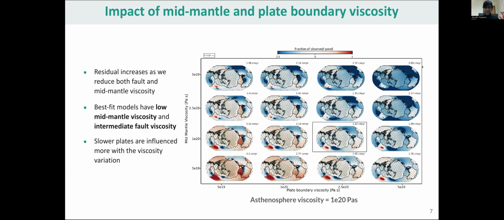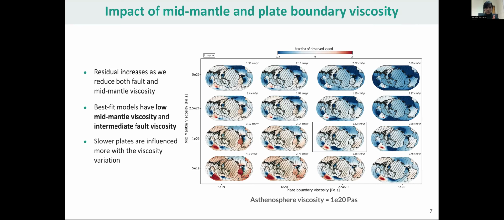As we would expect, if we go from left to right, we have increased resistance, so the plates become slower with respect to the observations. The same pattern is also observed if we go from bottom to top, because we have more resistance for the slabs to go down. So there's less force available for the plates to be driven, and the plates become slower. And the opposite pattern is observed if we reduce this resistance and go from top to bottom and right to left.